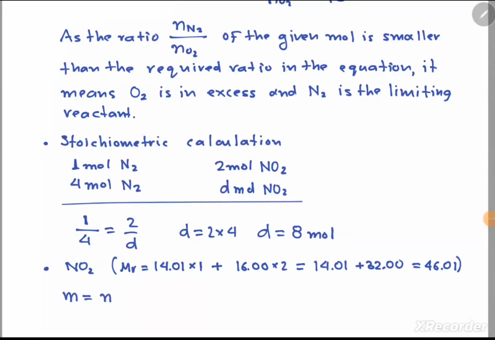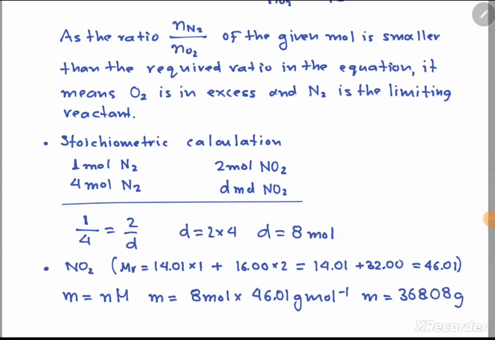We use the formula to convert the number of moles in grams, so the answer is that 368.08 grams of nitrogen dioxide are produced.